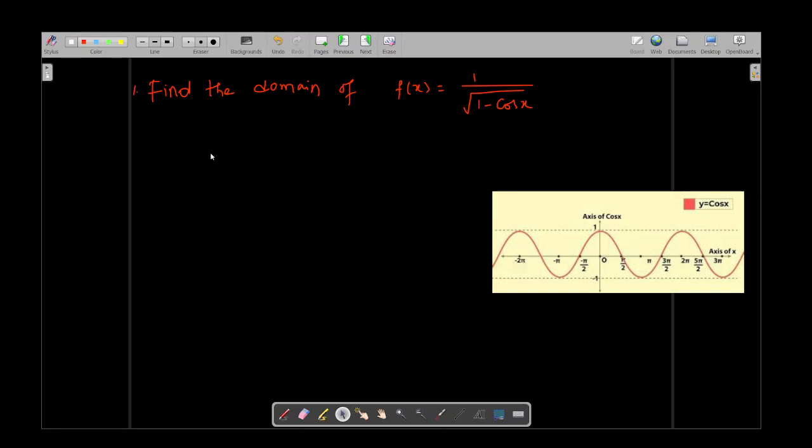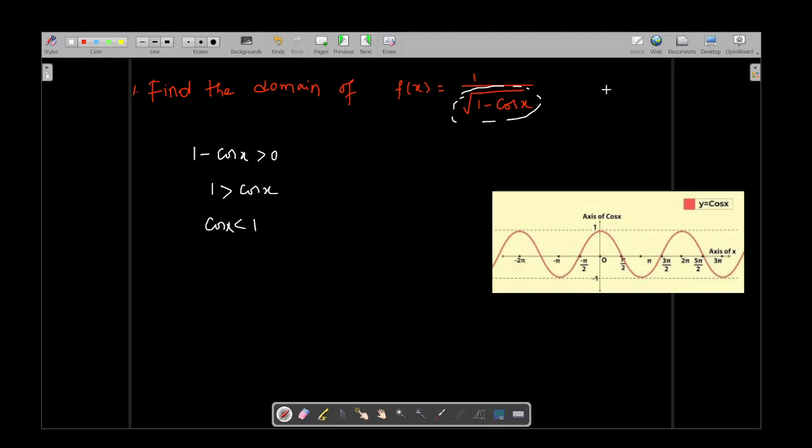The first question we have is: find the domain of f of x equals 1 over square root of 1 minus cos x. Since there is something in the denominator, it cannot go to 0. So 1 minus cos x should be greater than 0, or 1 should be greater than cos x, or cos x is less than 1.